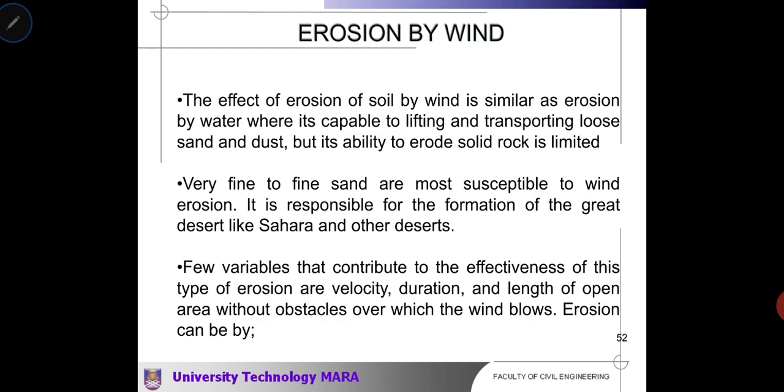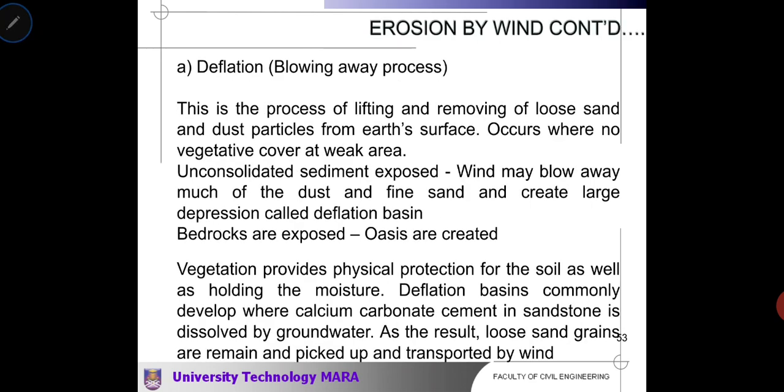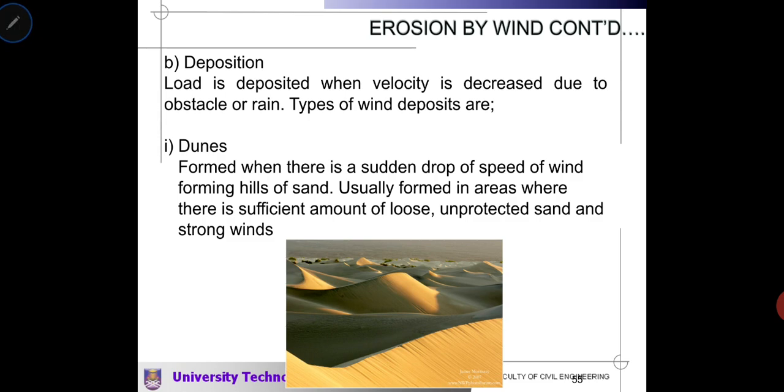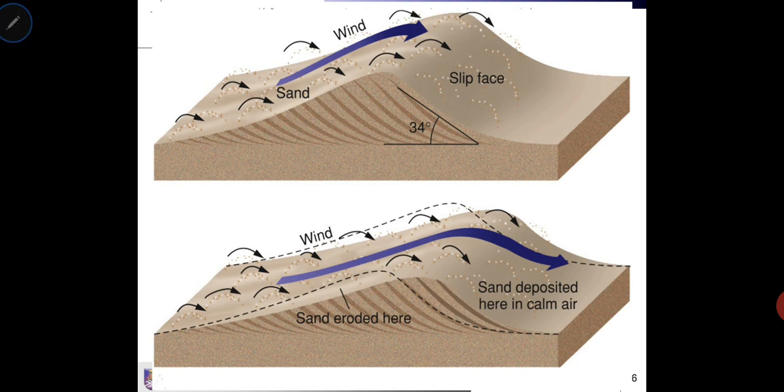Erosion can be by deflation, a blowing away process. Okay, this is how deflation happens, and there can also be deposition. The load will be deposited when velocity is decreased due to an obstacle. Types of wind deposit are dunes, formed when there is a sudden drop in the speed of wind, forming hills of sand, usually in areas where there is a sufficient amount of loose unprotected sand and strong wind. Okay, this is how it happens.